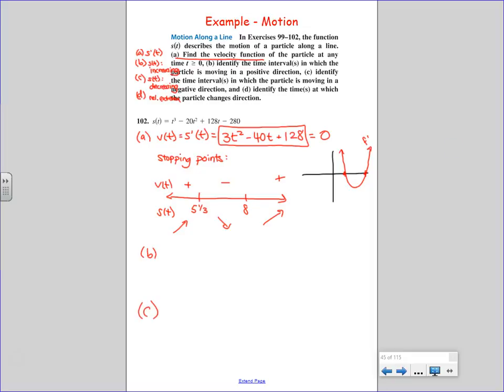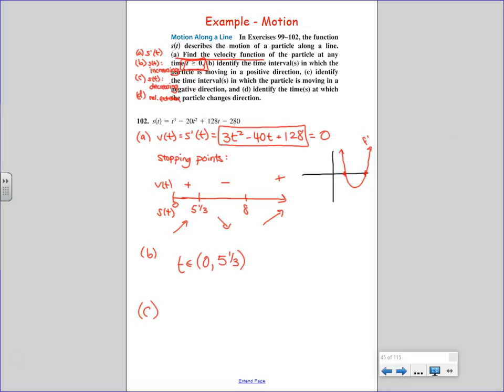Because for B, I can say, when is it moving in a positive direction? Whenever the position is increasing, which is going to be for T within, remember, T is my X in motion, right? When T is within negative, does it give me some sort of restriction on this? 0. Oh, I was supposed to start at 0. I should have cut it off, because it's not going to negative infinity. Time is starting at 0. So we're going to say it's increasing from 0 to 5 1/3 or 5.333.